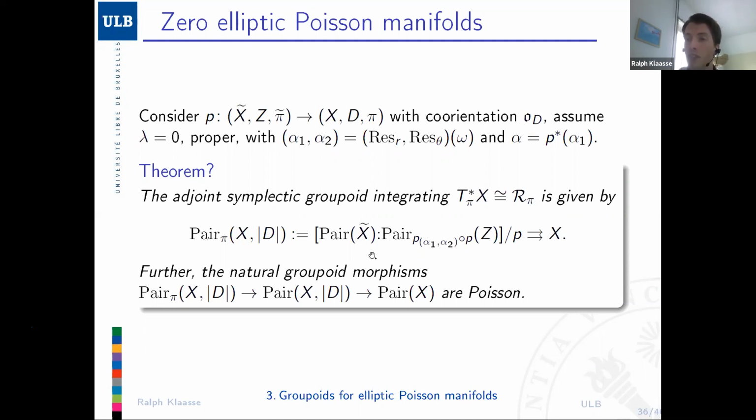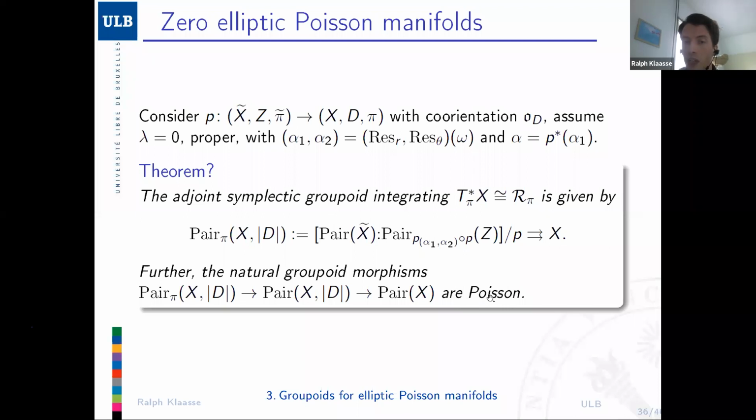That is the blow-up procedure by Gauthier-Lie. And now you should not take the relative pair groupoid with respect to alpha, but with respect to both of them, like alpha 1 and alpha 2. And then there will be natural groupoid morphisms here. But here I'm claiming that they're Poisson.